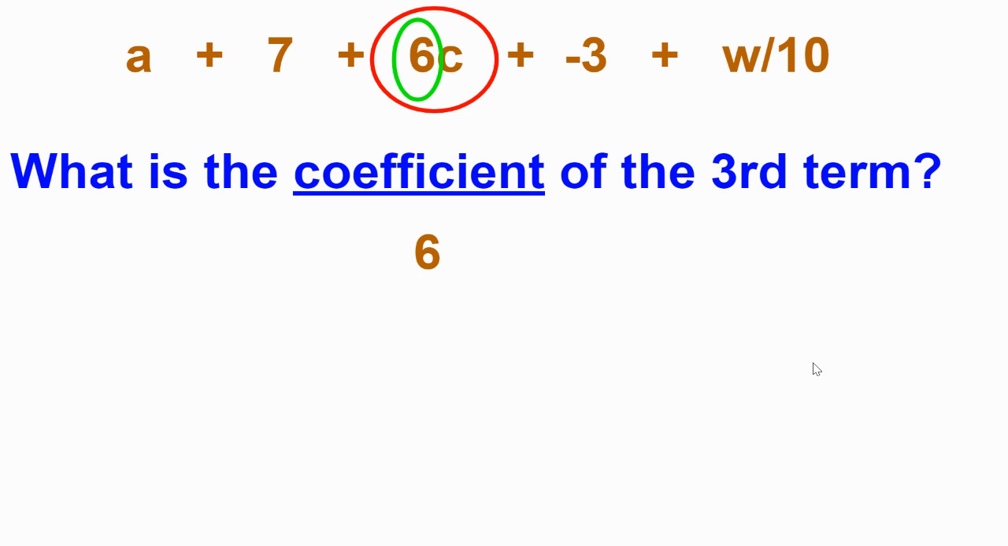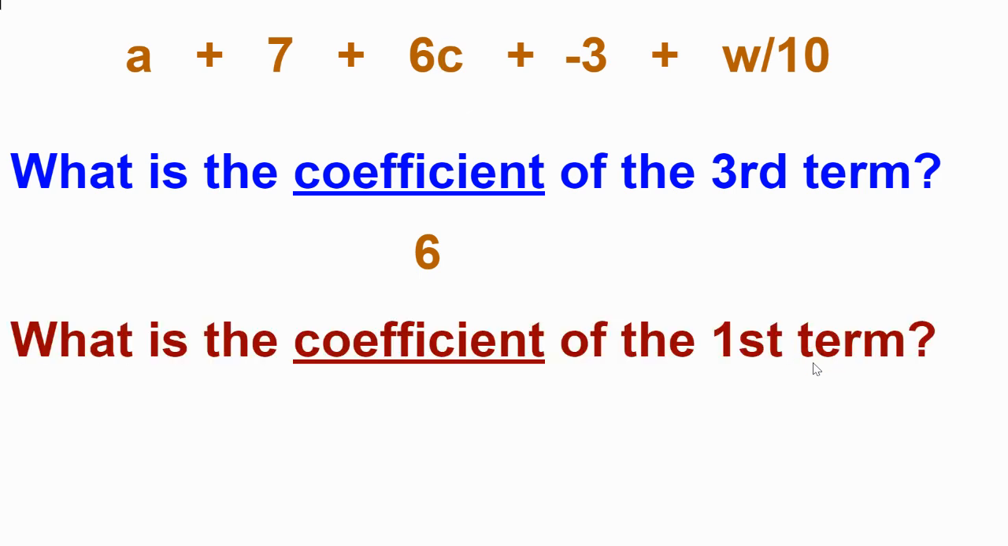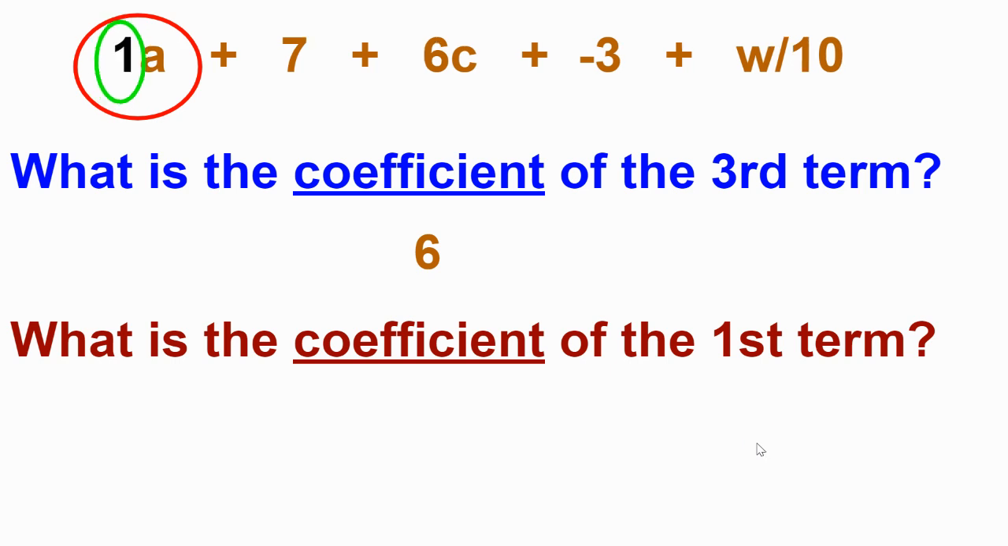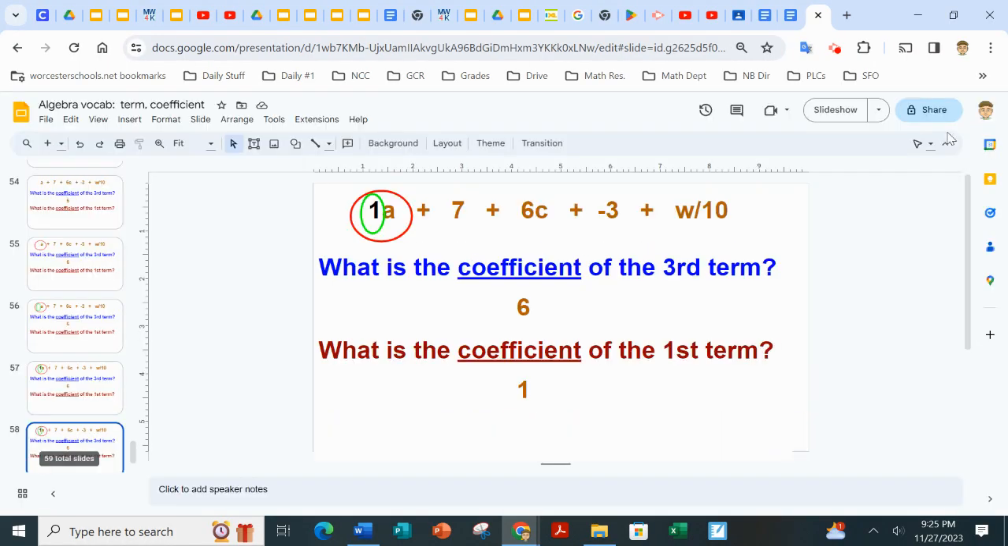And for the last one, what's the coefficient of the first term? Oh, where's the first term? There it is. Oh, it's a variable seemingly by itself, but remember, there's an invisible what there? What number goes there? Again, it's a 1. So the coefficient of the first term is 1. That's the idea. Term and coefficient. Let's go take a look.